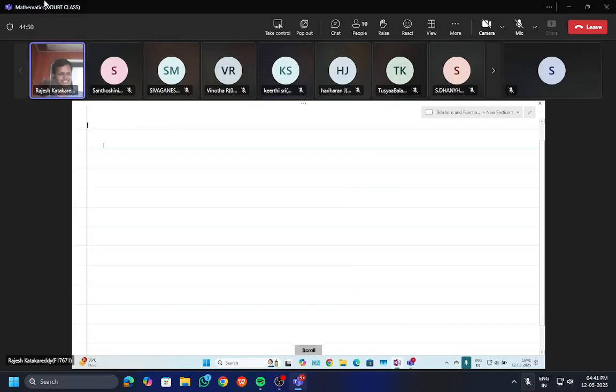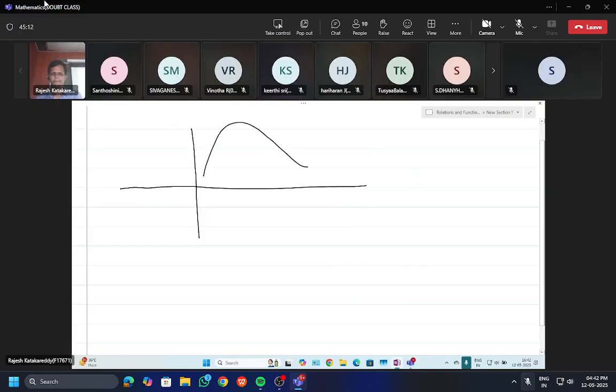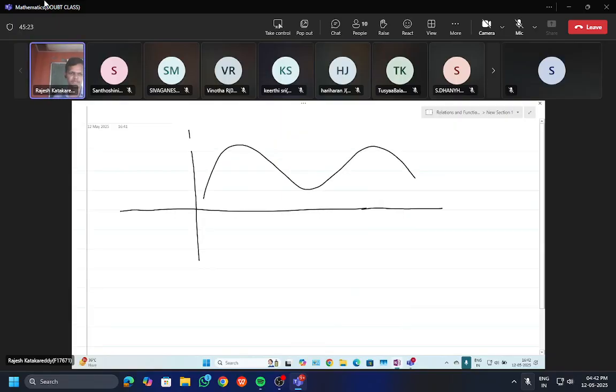Whoever have doubt in this increasing, decreasing, just listen. I am drawing a random graph, right? And then here we will understand what exactly is increasing and what exactly is decreasing. Let us take a function above the graph, something like this. Some graph I have drawn, y is equals to f of x graph. Now I am marking the points. This is x is equals to c1. This is x is equals to c2. Next, this is x is equals to c3, right?